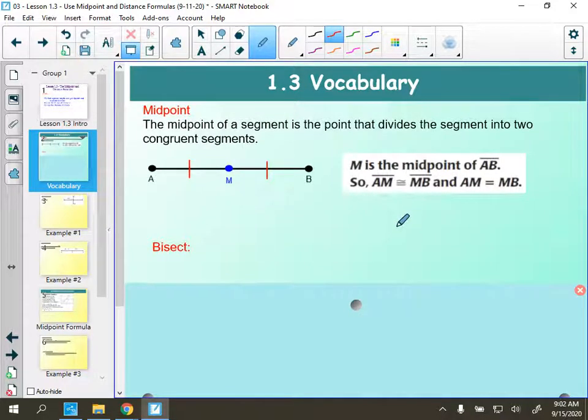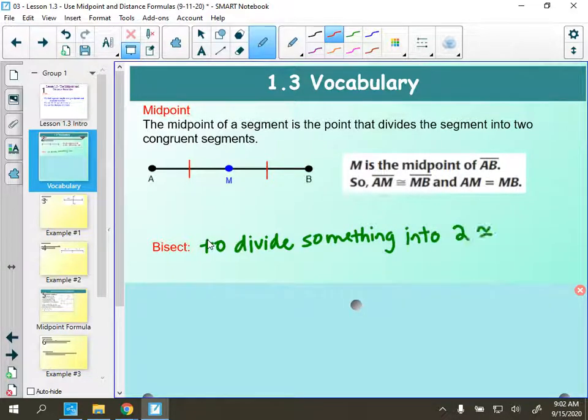Next thing we'll look at here is just more of a general term: to bisect something, as a verb, is to divide. Let's keep it kind of broad here: to divide something, anything, let's just say something, into two congruent parts. Okay, so you're thinking, well, what the heck? This is the same thing.